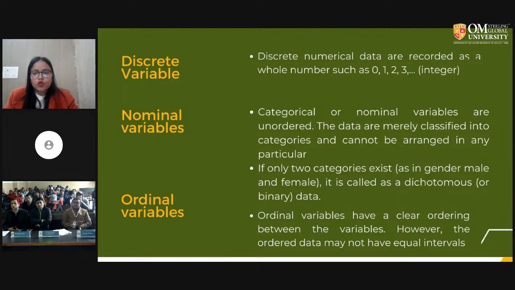Then talking about the ordinal variable, it is different from nominal variable in one sense that it has order in it. So if I'm talking about the socio-economic classification, someone is wealthy, someone is in the middle income group, and someone is poor. So basically the data is converted into order where the person belonging to the high income group is first, then we have the middle income group, and then we have people belonging to the poor category. Okay, next.